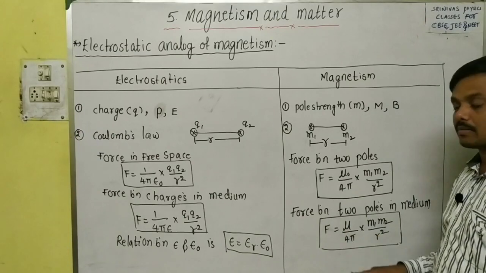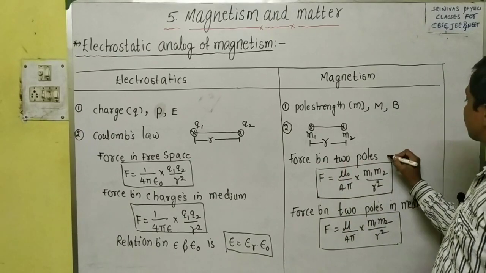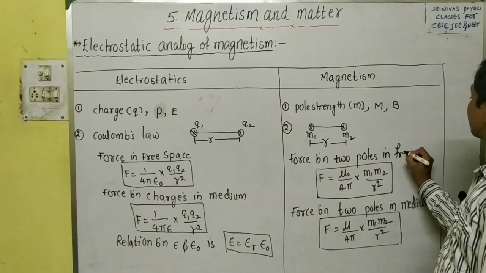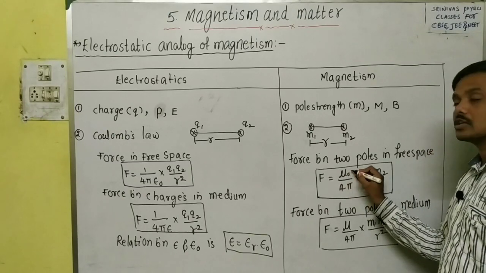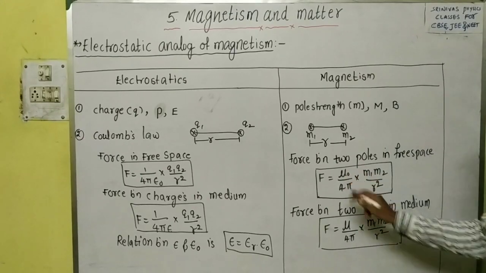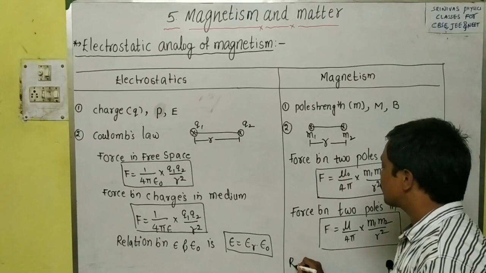We take the medium permeability. For the force between two poles in free space, we take the free space permeability, mu naught is the permeability. Now the relation between mu and mu naught.